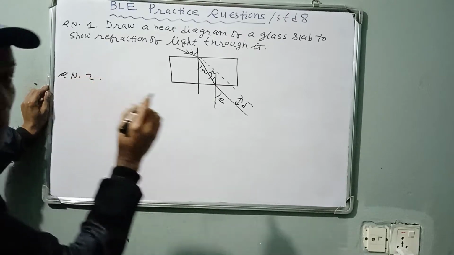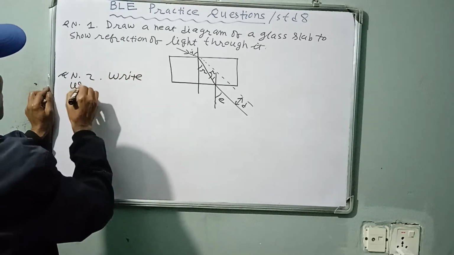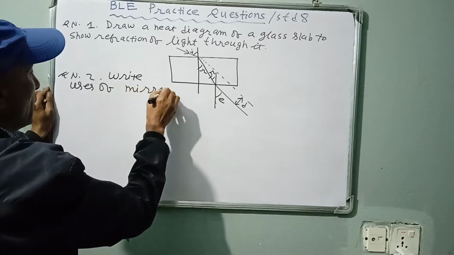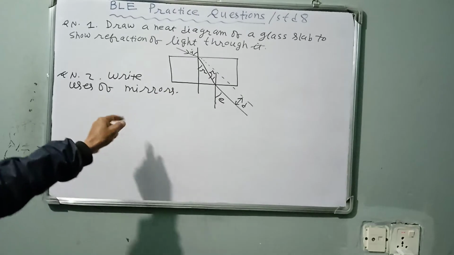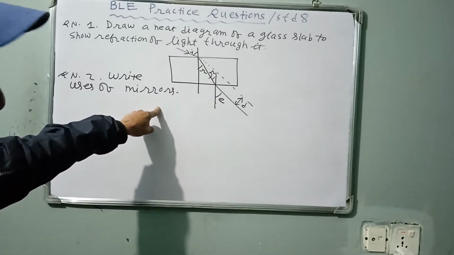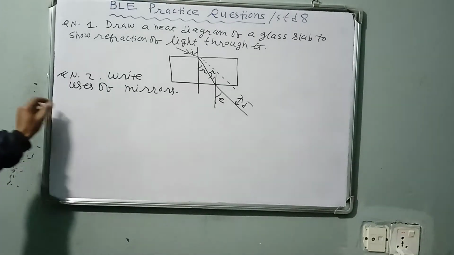Question number 2: write the usage of mirrors. One use of a plane mirror, two uses of concave mirrors, and one use of a convex mirror. Three types.